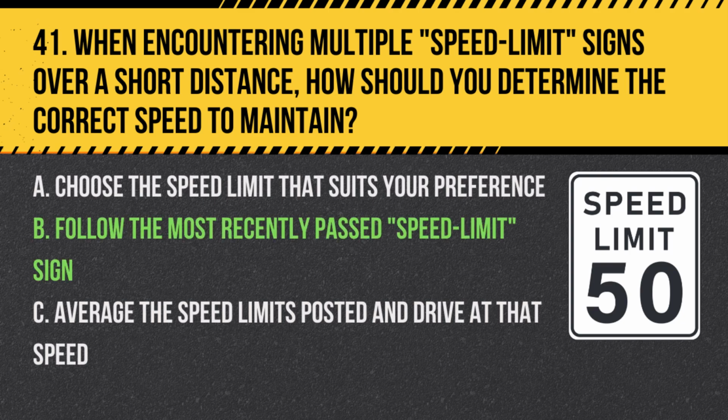Answer. B. Follow the most recently passed speed limit sign. When multiple speed limit signs are encountered over a short distance, the correct action is to adhere to the limit shown on the most recently passed sign, as it reflects the current speed restriction for that section of the road.